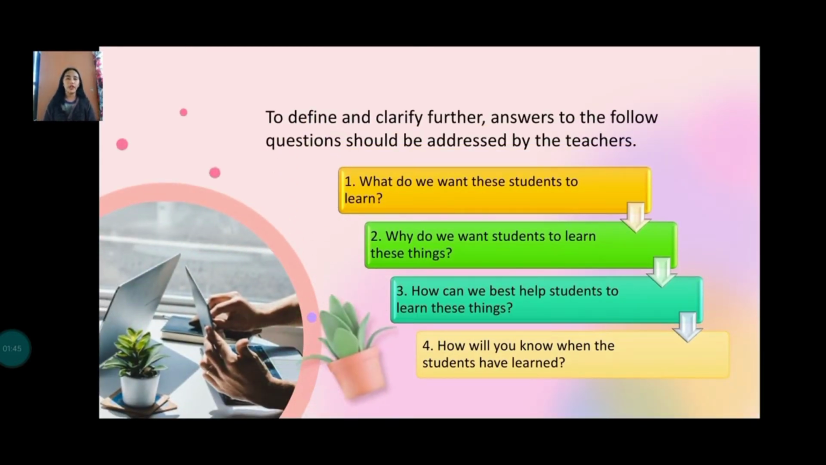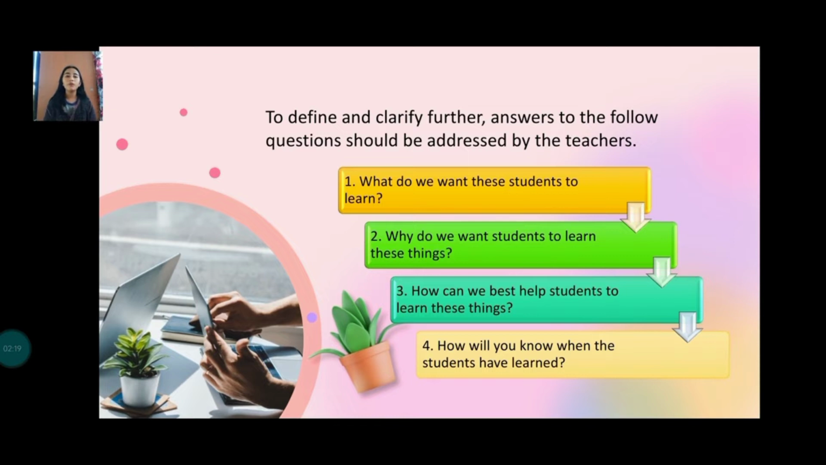For further clarification, answers to the following questions should be addressed by the teachers. So first is, what do we want these students to learn? In this question, we identify the desired learning outcomes because this will be the basis of what teachers want these students to learn. So second is, why do we want students to learn these things? We as future educators or even professional licensed teachers must know the purpose of learning and clarify to them the purpose of learning as well.